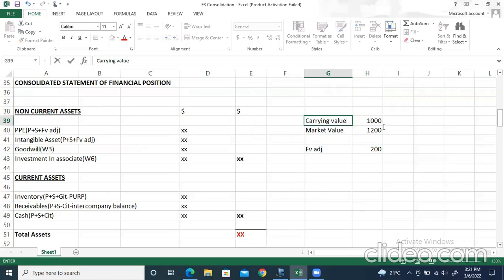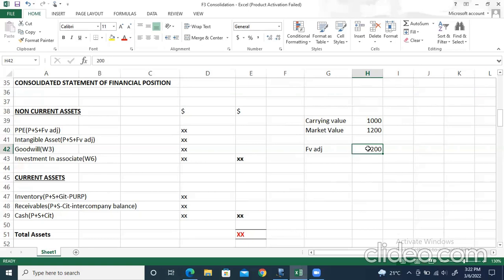So carrying value and market value: the difference between them is basically the fair value adjustment, which in other words is called the revaluation, right? Like how high the asset is being sold for. It is the same as IAS 16 that we have studied before.